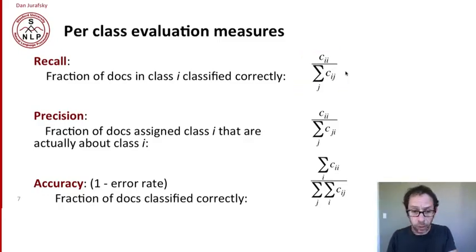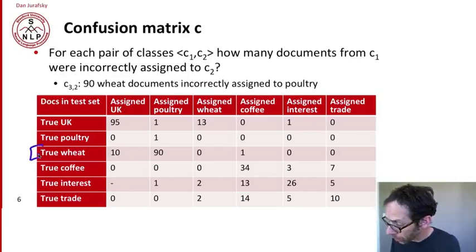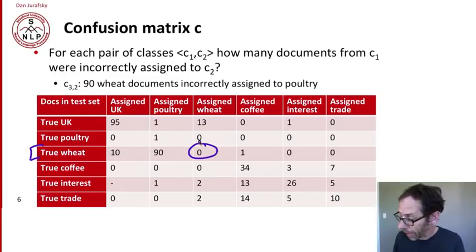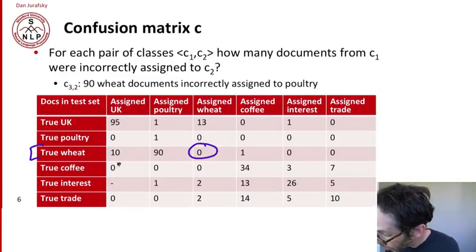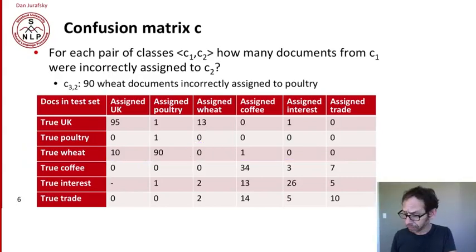Let's go back and look at our table. Here's an entire row of documents that are actually about wheat. And let's say our true positives here are 0, so we're a very bad classifier about wheat. We divide 0 by the sum of all of these numbers, 10 plus 90 plus 1. That's going to give us our recall.